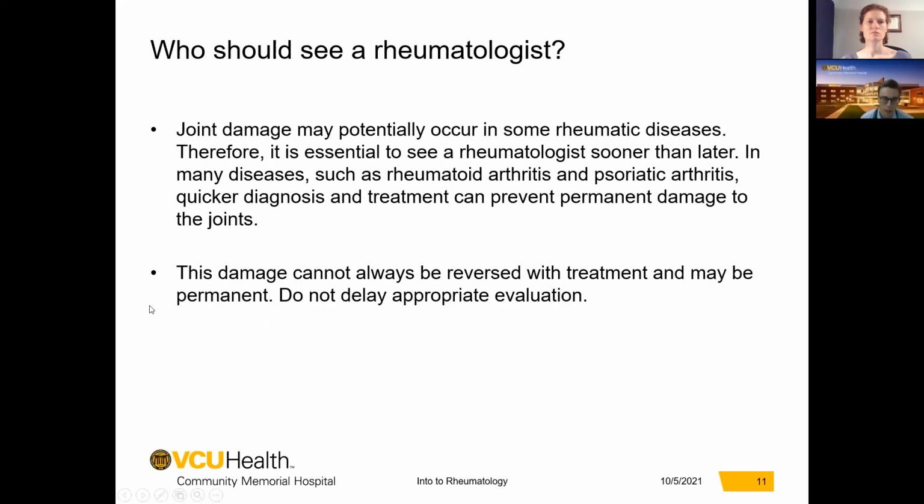The other thing to keep in mind about some of our arthritides is that damage can occur to these joints that may be irreversible. So especially for rheumatoid arthritis and psoriatic arthritis, we want to see patients that have those diagnoses as early as possible so that we can initiate treatment to help prevent progression of that damage and help prevent any type of functional immobility or loss of function of those joints. So it's important to start treatment early and aggressively to try and prevent that damage.